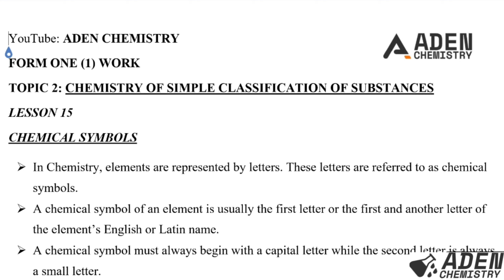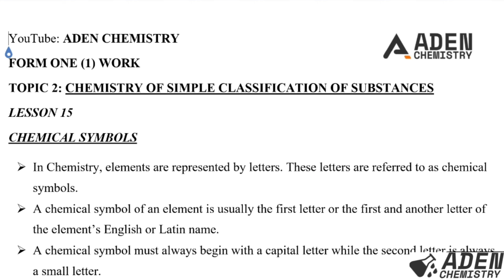So today, lesson 15, we want to proceed to chemical symbols, and we're seeing in chemistry, elements are represented by letters. These letters are referred to as chemical symbols. For example, if I'm talking about an element called hydrogen, I can represent hydrogen with a letter which is H, capital letter. So that means these letters are what is known as chemical symbols.